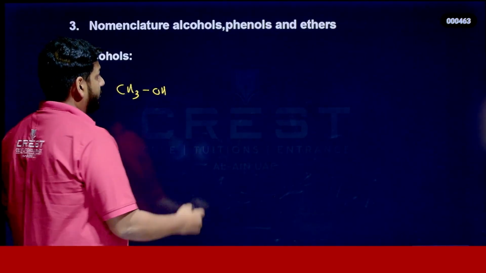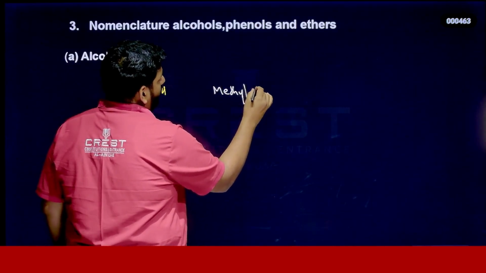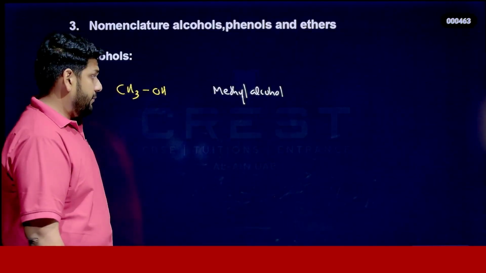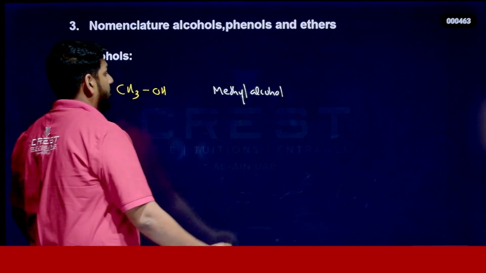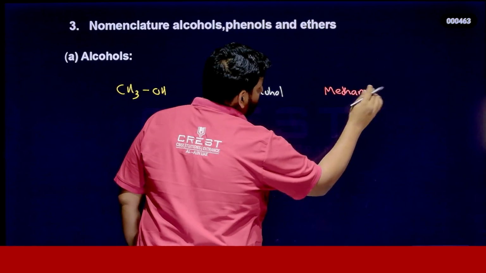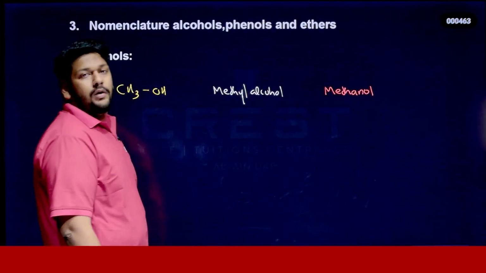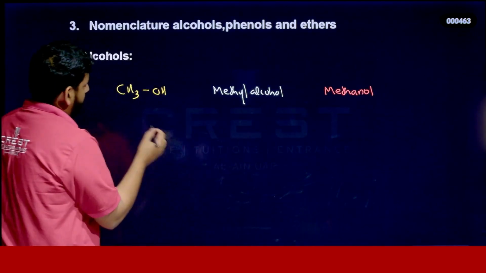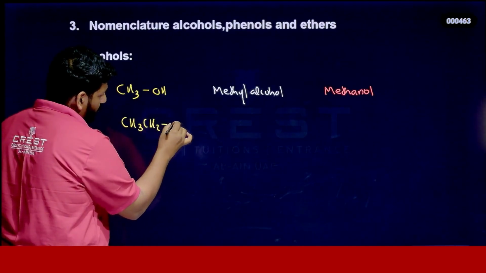We usually call it methyl alcohol. This is called the common name. What about its IUPAC name? Methanol. From methane, you remove the E and add ol, so methanol. Ready? Simple. Now I'm going to take the second alcohol, that is CH3CH2OH.